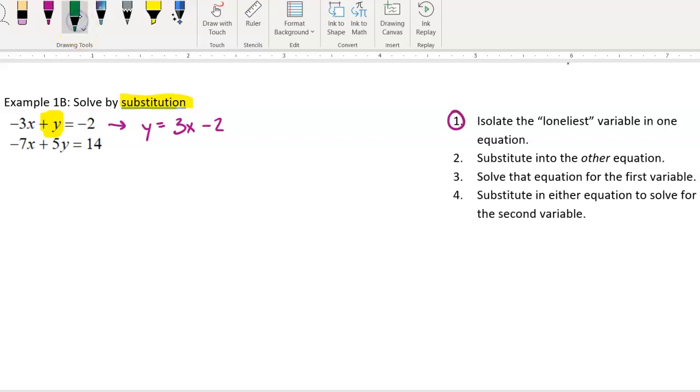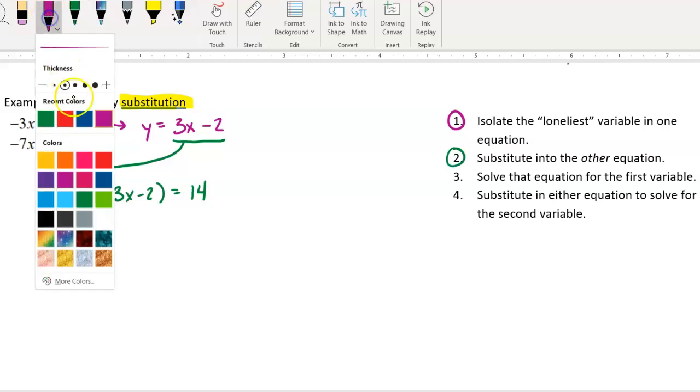The second step is we're going to substitute into the other equation, because here's what the statement is saying. It's saying that y is 3x minus 2. So I'm going to take what y is, 3x minus 2, and put it in for y, because that's what we're saying y is. So in the other equation, we're going to write this as negative 7x plus 5, and what y is, we're going to put that in. Okay, so that's step 2, substitute in the other equation.